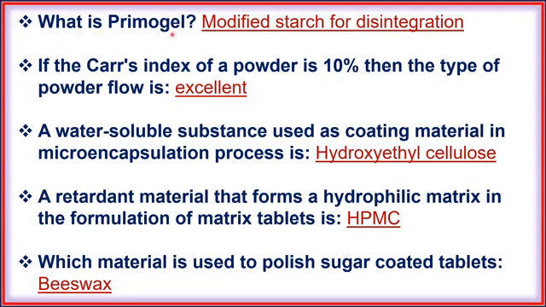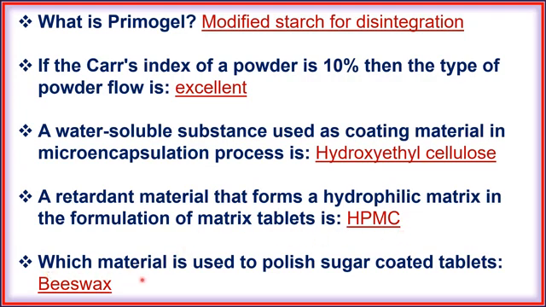Next, what is Primogel? Modified starch for disintegration. Next, if the Carr index of a powder is 10%, then the type of powder flow is excellent. Next, water-soluble substance used as coating material in microencapsulation process is hydroxyethyl cellulose. Next, a retardant material that forms a hydrophilic matrix in the formulation of matrix tablet is HPMC.